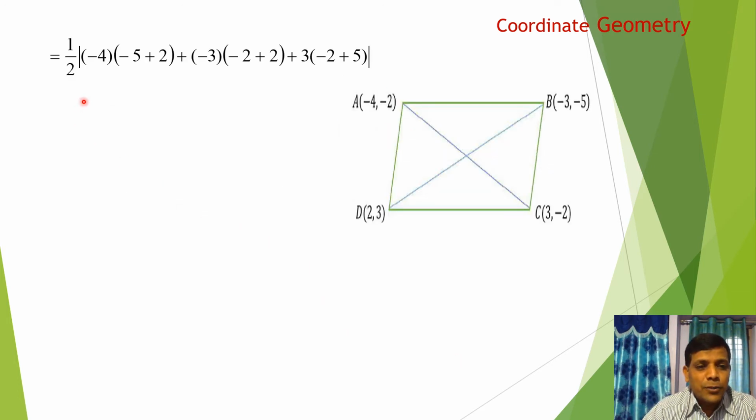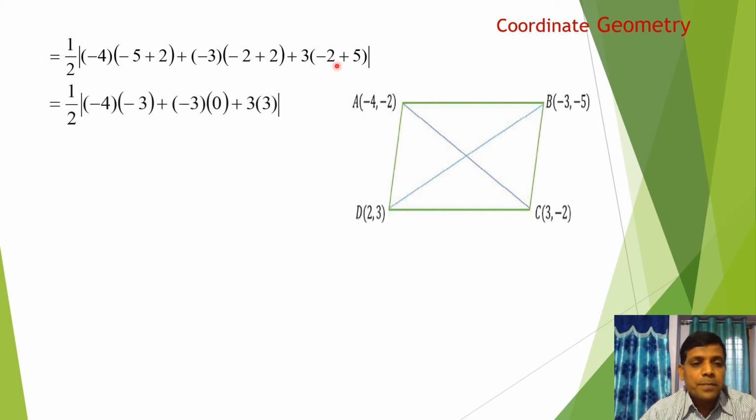Half minus 4 into minus 5 plus 2, plus minus 3 into minus 2 plus 2, plus 3 into minus 2 plus 5. Now next step, half mod minus 4 into minus 5 plus 2, minus 5 plus 2 we get minus 3, are you clear? Plus minus 3 into minus 2 plus 2, these two are having different symbols, minus 2 plus 2 we get 0, so minus 3 into 0, 0 plus 3 into minus 2 plus 5, these two are having different symbols, 5 minus 2, 3, are you clear?